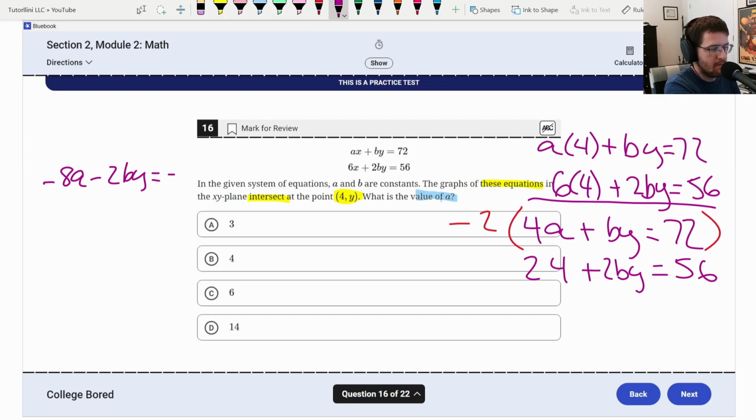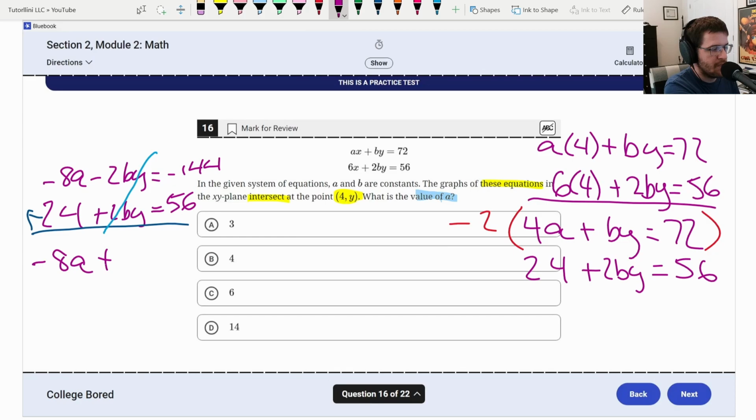Negative 144. And then the other equation I just left alone. And you see if I now, using elimination, add these two equations, then the negative 2by and positive 2by should go away, and I get negative 8a plus 24 equals negative 144 plus 56, which is negative 88.